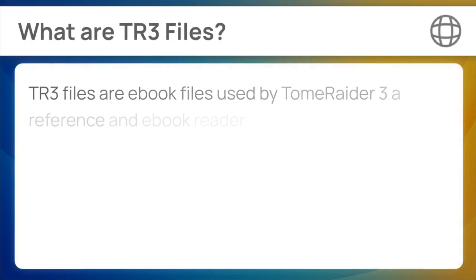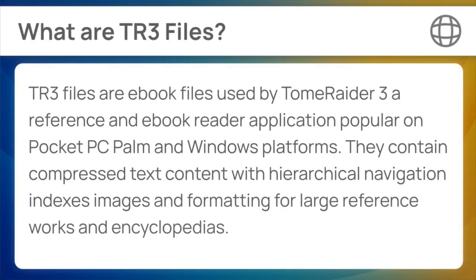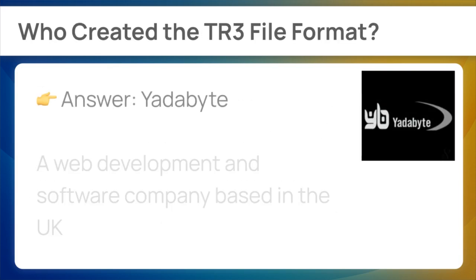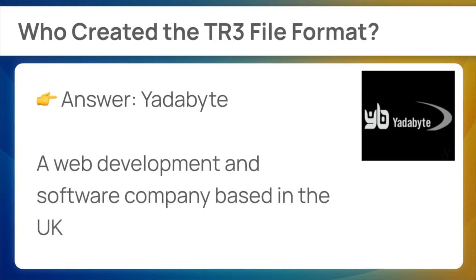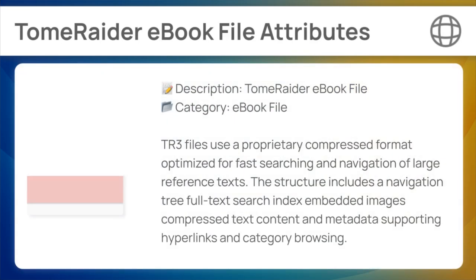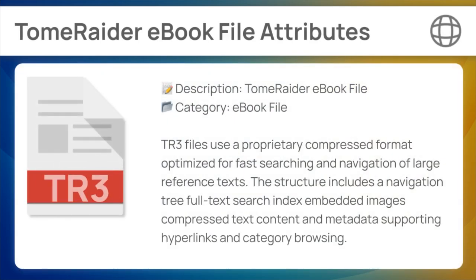TR3 files are ebook files used by TomeRaider 3, an ebook reader application popular on Pocket PC, Palm, and Windows platforms. They contain compressed text content with hierarchical navigation indexes, images, and formatting for large reference works and encyclopedias. TR3 files use a proprietary compressed format optimized for fast searching and navigation of large reference texts.